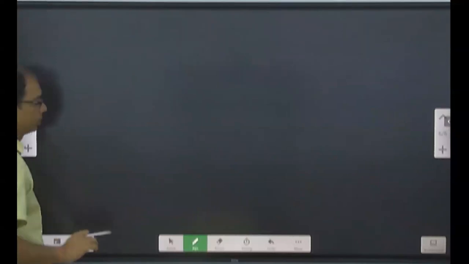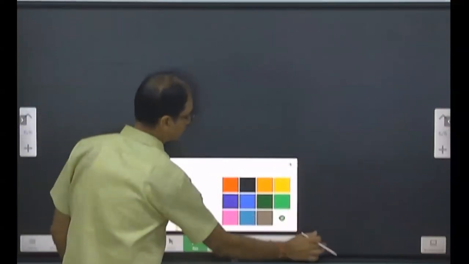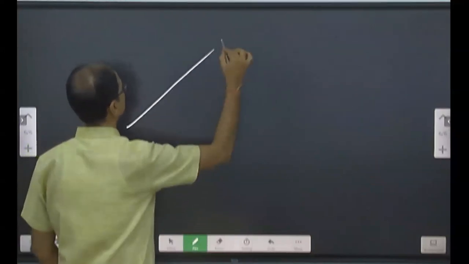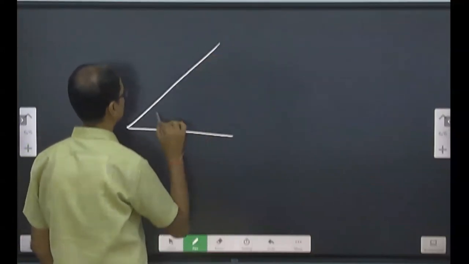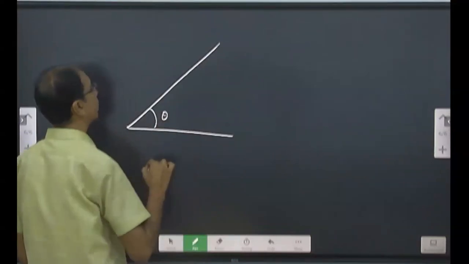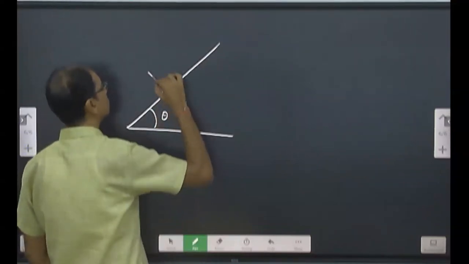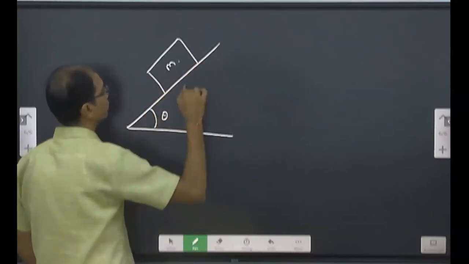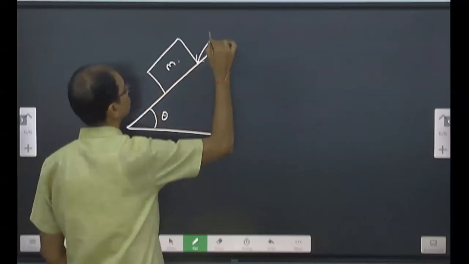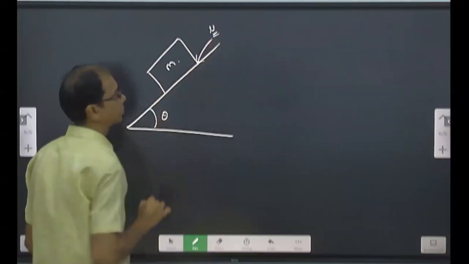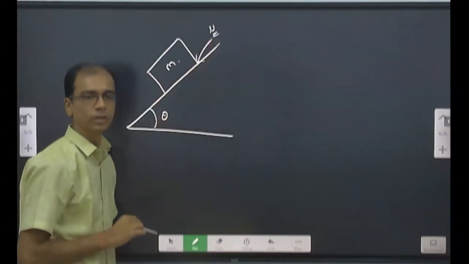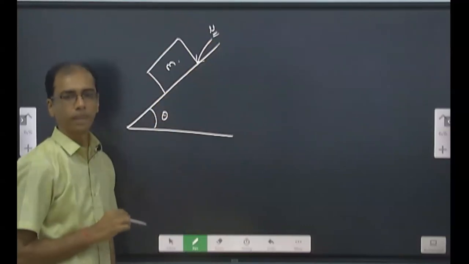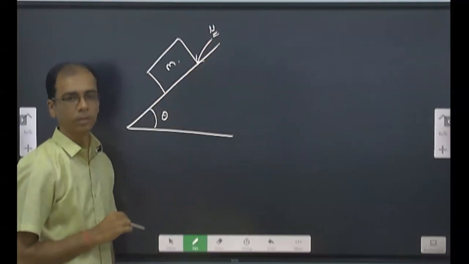So let's move on to the different type now. Different type means let's take an inclined plane. This is inclined plane. On this inclined plane, there is one box with mass m, and coefficient of friction is mu. Now we have to find if this block is coming down, with what acceleration it will come down.